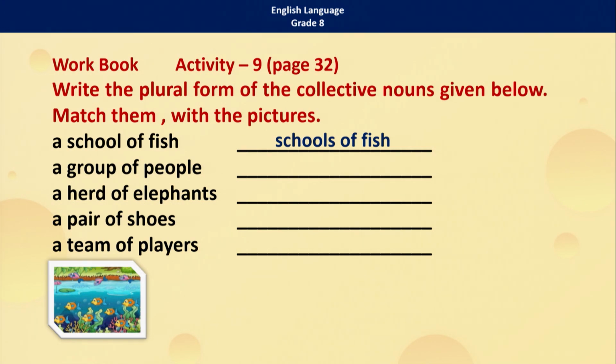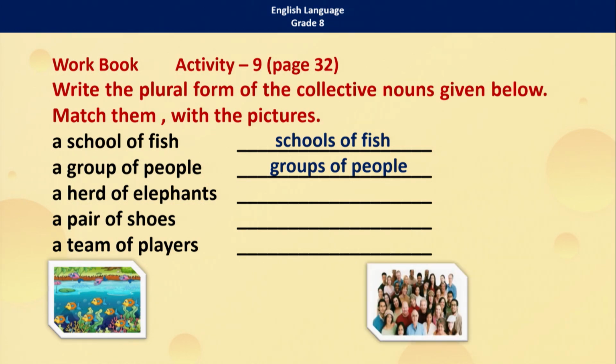Next one is a group of people. The collective noun is group, a group. So the plural of it is groups of people. Right, children, try to find the picture. Next we have a herd of elephants. Herd is the collective noun and the plural form is herds of elephants.